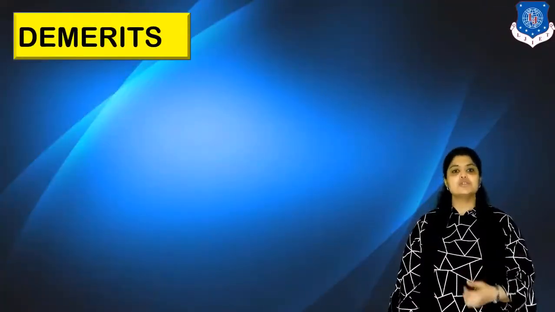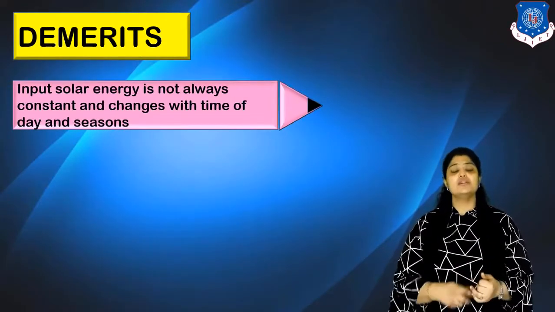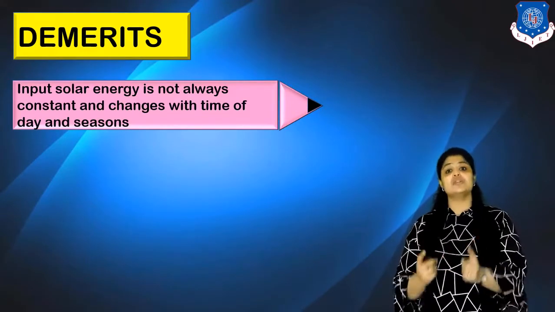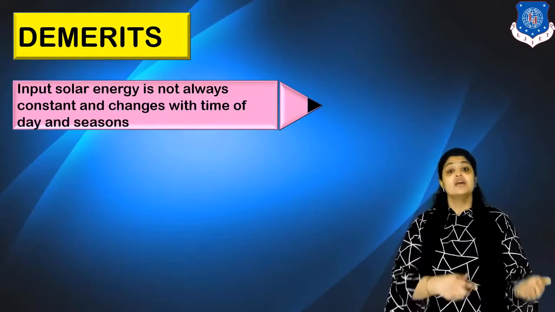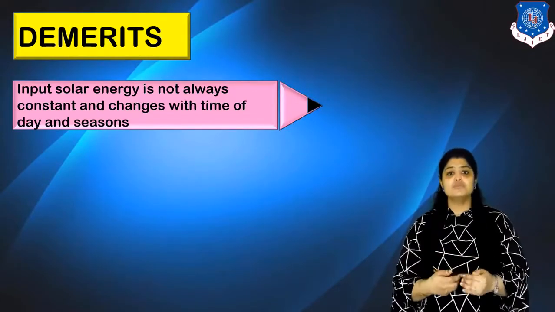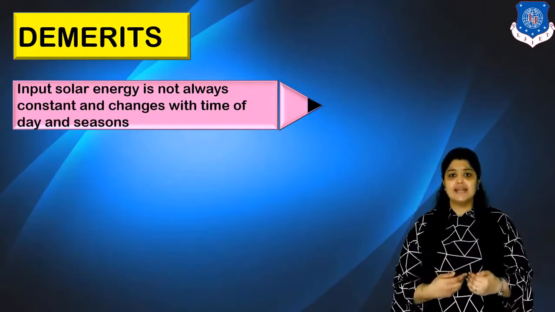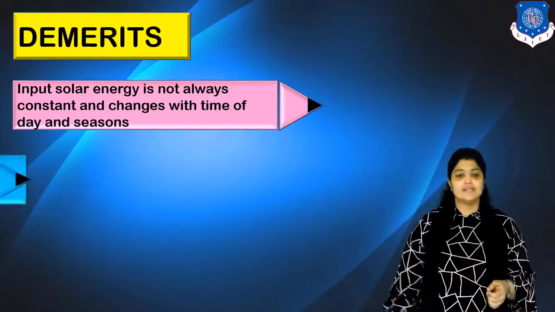What are the demerits of using a solar cell? The first one says input solar energy is not always constant. It changes with the time of day and also changes with the season. You can say in summers you have the maximum solar energy, but coming on to rainy season or monsoon, the energy is reduced. Also, if you talk about the daytime, solar energy absorption is more compared to nights.